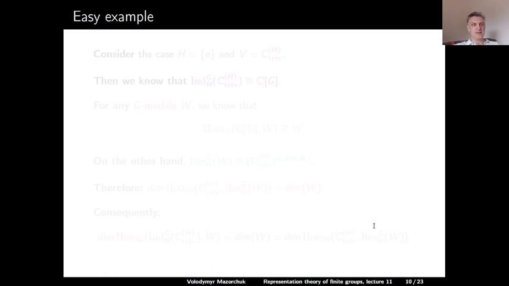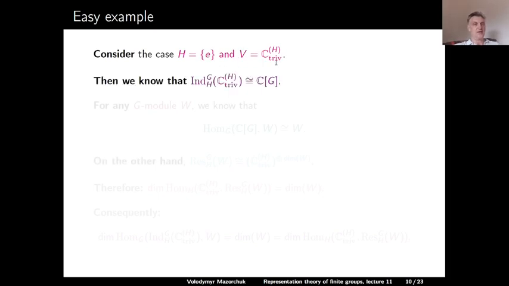Here is an easy example. Consider the case when the subgroup is just the identity element and V is a trivial H module. Then we know that if we induce from the identity to the whole of G and we induce the trivial H module, we will get exactly the regular module over G.